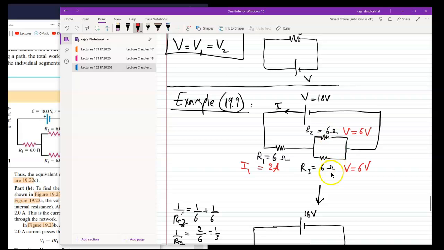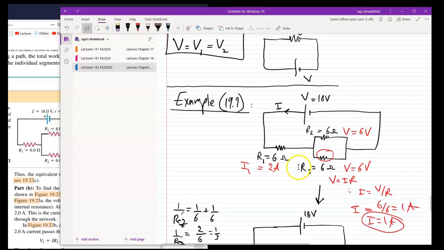So now, if I know the voltage is 6 volt, and I know the resistor is 6, that means I can use Ohm's law again. V equals IR, and therefore I is V over R. So that will be 6 over 6, and that's 1 ohm. Excuse me, 1 amp. So the current through here is 1 amp. Got it? Make sense?